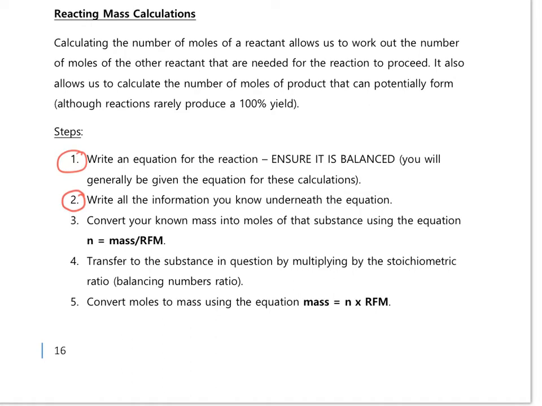We then calculate the number of moles for that part of the equation. That's really important because you can only transfer the number of moles from one part of the equation to another. You cannot transfer mass from one part to the other. Okay, then we bring it to the other part of the equation by multiplying by the stoichiometric ratio, or in other words, the balancing numbers ratio. You don't really need to worry about that big word, stoichiometric. It's just basically the balancing numbers ratio. And then we can convert back to mass by using the equation mass equals N times RFM. But this is best looked at by using an example, which we'll do on the next page.